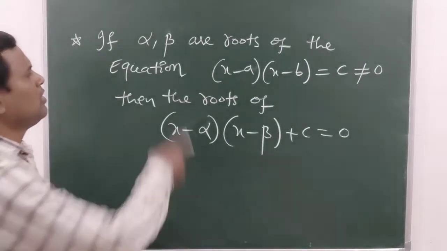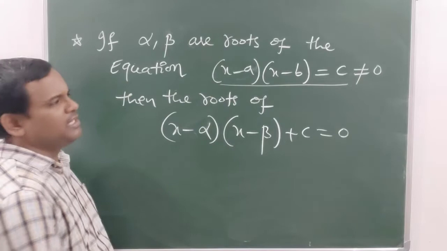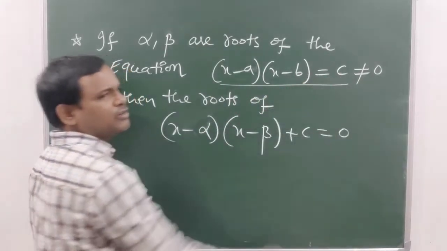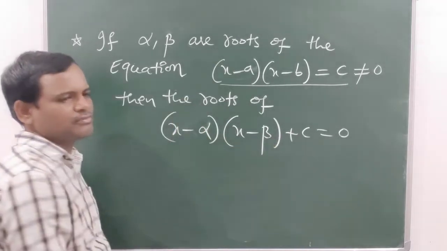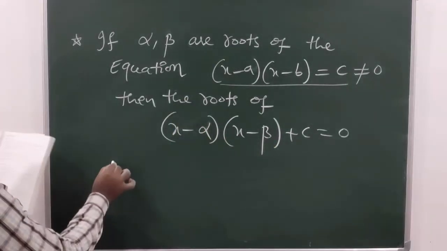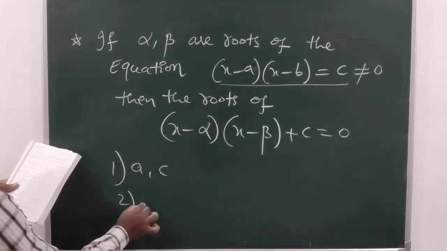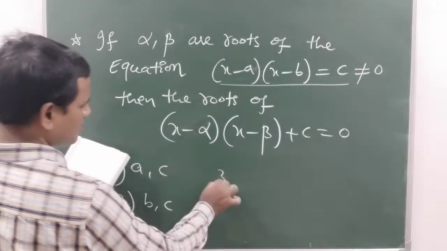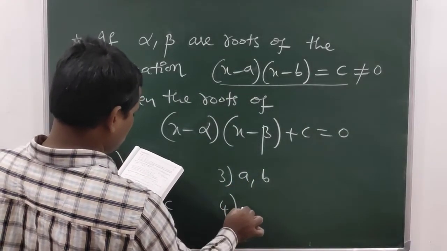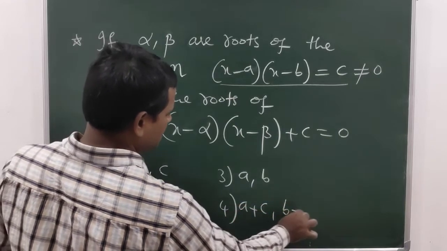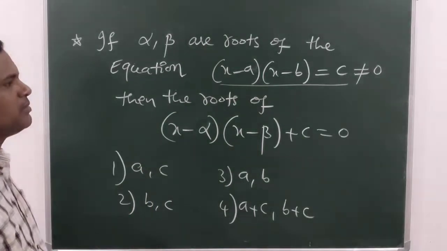Okay, alpha, beta are the roots of this equation. See, here in this, c they kept on the right side of the equal symbol. Then find the roots of this equation. See the options. First option a comma c, second option b comma c, third option a comma b, and the fourth option a plus c and b plus c. Now which of the following options is true for that question?